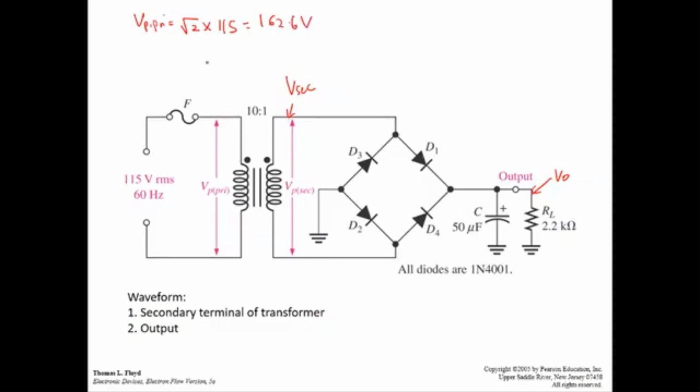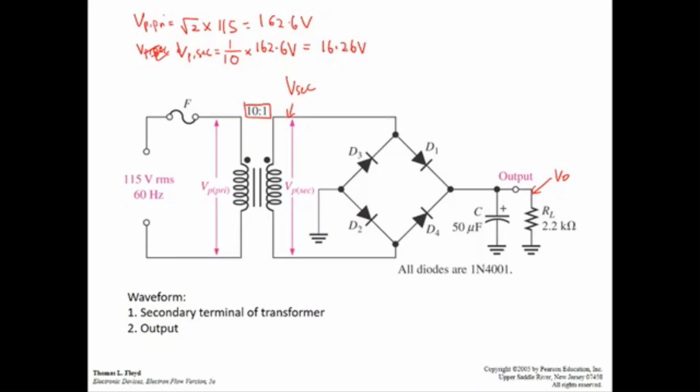And then next, V peak for V secondary. You need to consider the turn ratio. So this is N secondary over N primary, 1 over 10, times 162.6 volt. So this is equal to 16.26 volt. So we know the V peak secondary.